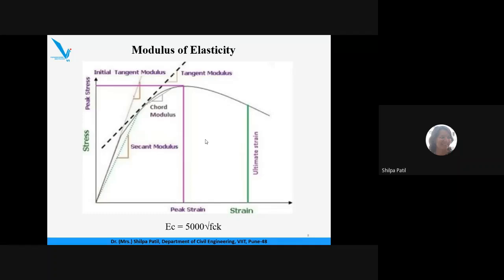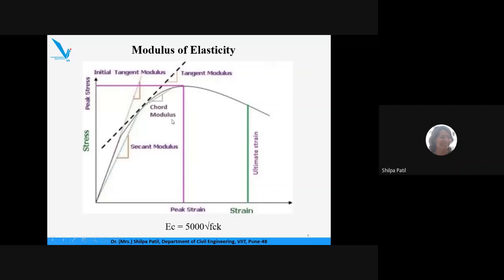Okay, so there are different ways of finding the modulus of elasticity for concrete. The one way is simply we draw a tangent at any particular point on the curve, and we find out the slope of that particular tangent. This is a simple method, okay, and that particular value of the modulus of elasticity is referred to as tangent modulus. Okay, the tangent is drawn at any particular point.